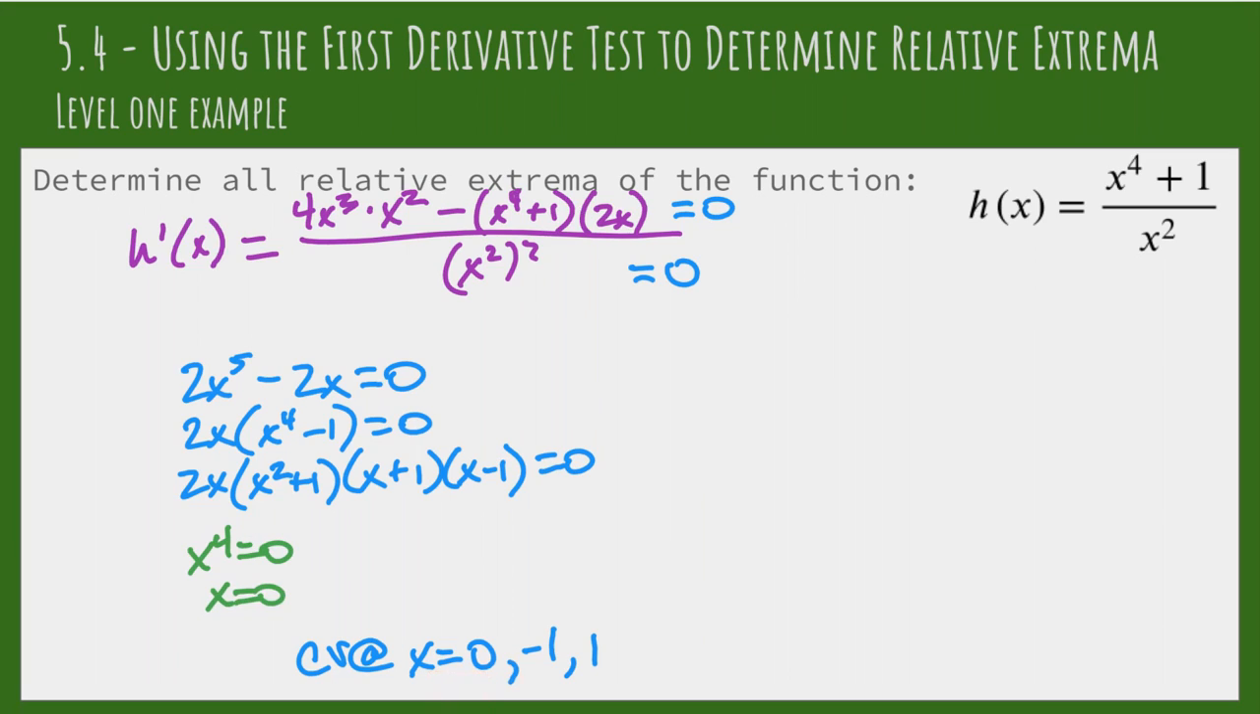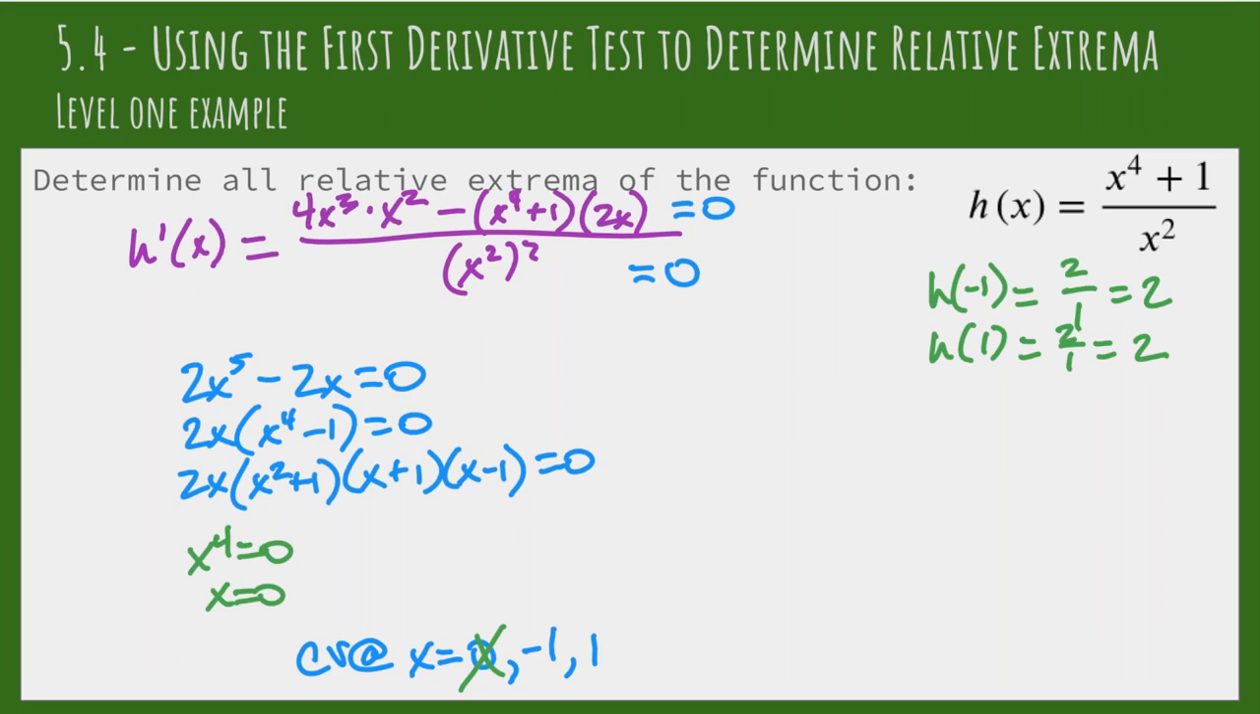So next thing I want to do is make sure these are actually critical values on the function, so they're defined on the function. And it turns out when we plug in 0, we get 0 in the denominator for the function, so that is not a critical value. If we plug in -1 or +1, we get values for the function. In fact, h of -1 is going to be 2 over 1, which is 2, and h of +1 is 2 over 1, which is 2. So the values that we get for the function at those points are going to be 2.